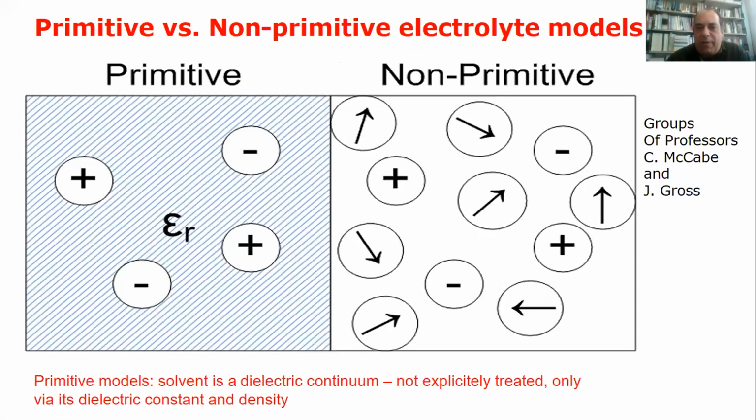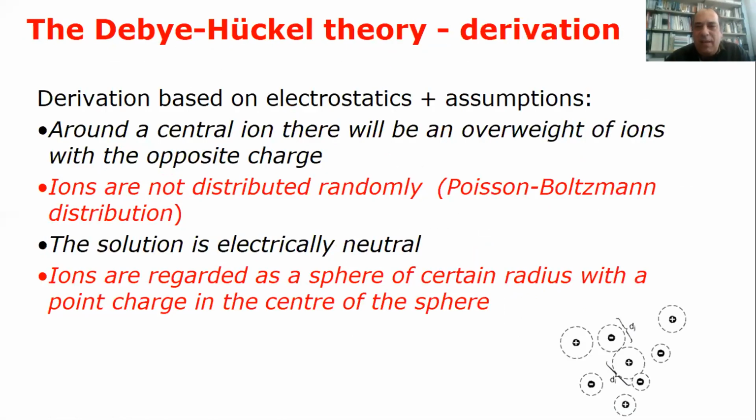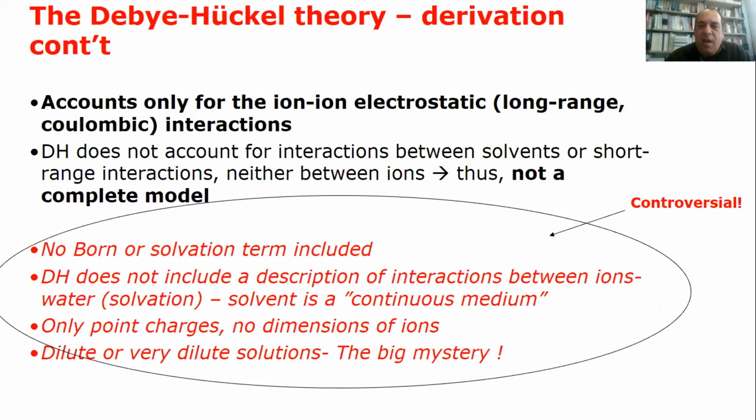A fundamental complexity is that in the Debye-Hückel and other theories under the primitive label, water is just a medium with a dielectric constant, the relative permittivity, so not a molecule itself. But in the derivation of the Debye-Hückel, the ions are distributed not randomly, but they follow the Poisson-Boltzmann distribution. And it's not a complete model. So it's a model to which we need to add the physical interactions.